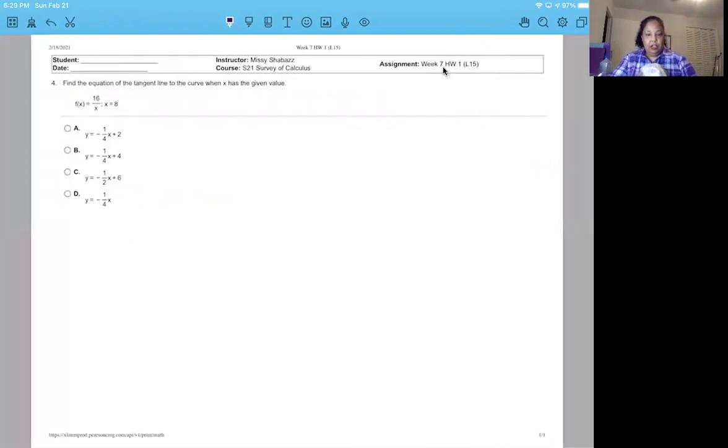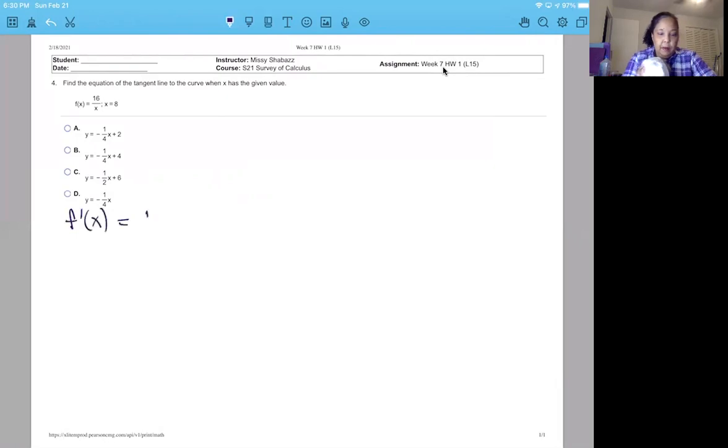All right, next question. Find the equation of tangent line to the curve when x has the given value. All right, so the first thing I need to do is find the derivative. The slope of the tangent line is the derivative, right? So if I take the derivative and plug in 8, that will give me the slope of the tangent line at 8.